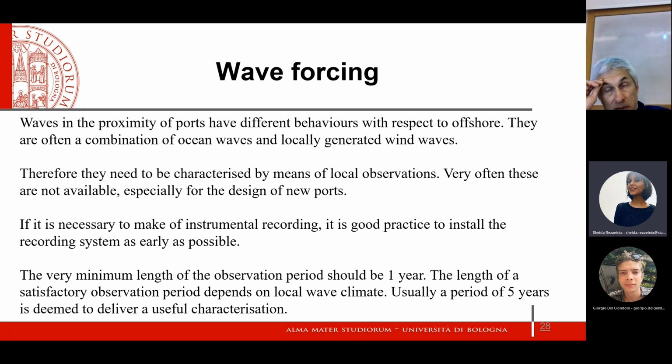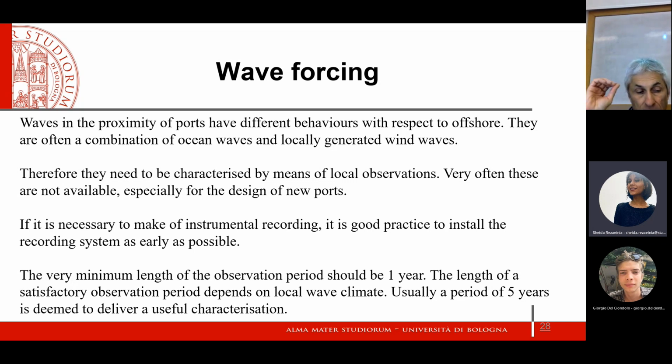Now, first, when we talk about wave forcing, we should avoid wave breaking into the harbor. You know what wave breaking is? Wave breaking means that the transfer of energy, the wave is usually a transfer of energy. When the wave breaks, the transfer of energy becomes a transfer of mass, it also involves transfer of mass. So we have to avoid wave breaking into the harbor.